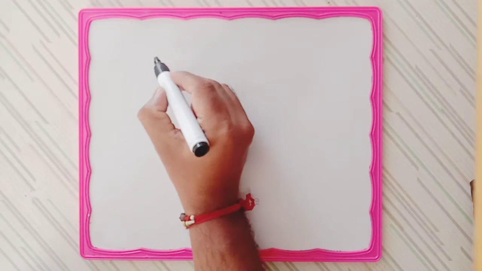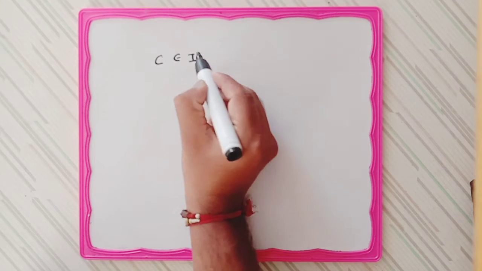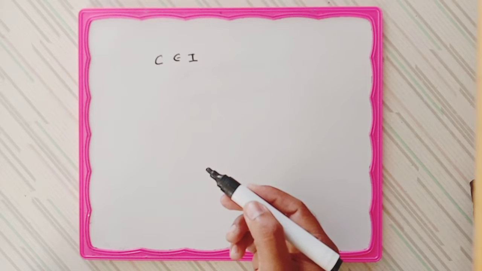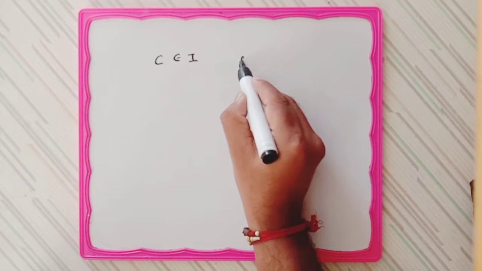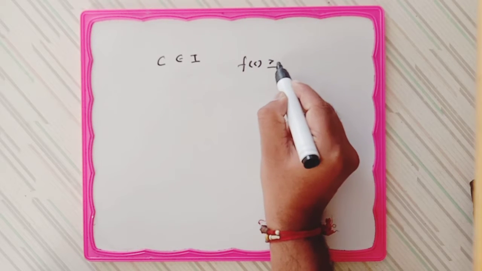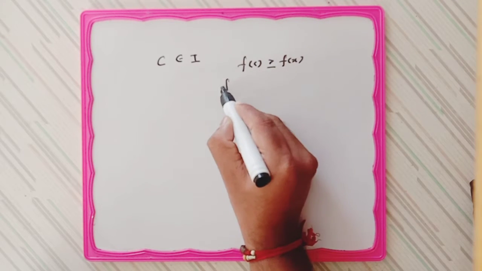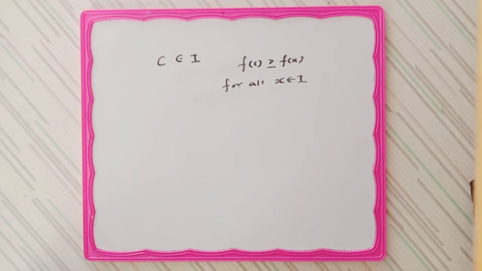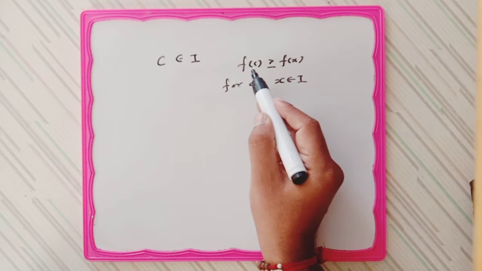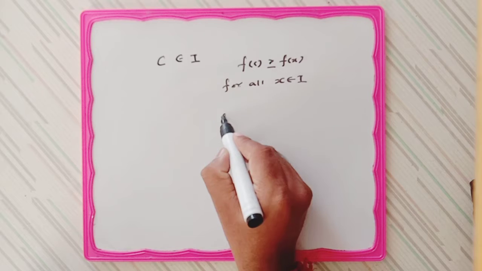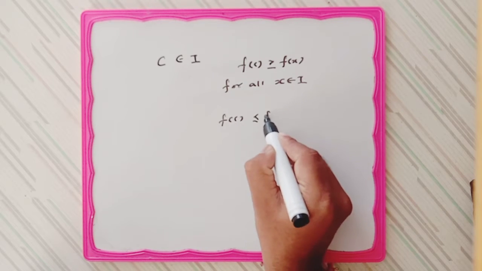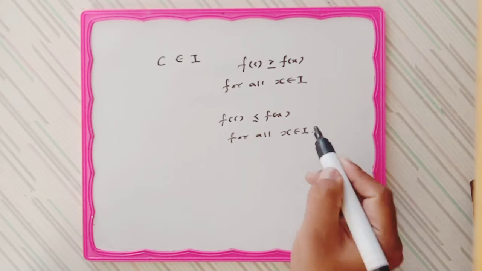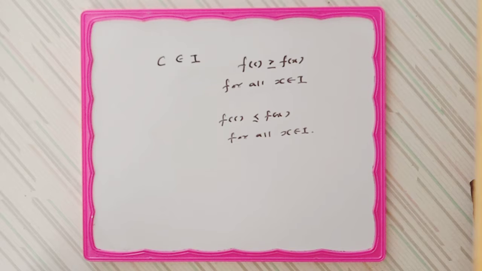So we know that if c belongs to I, some number from interval I, then for a given function f(x), if f(c) is greater than or equal to f(x) for all x belonging to I, then f(c) is called the maximum value. And in the same way, if f(c) is less than or equal to f(x) for all x belonging to I, then f(c) is called the minimum value.